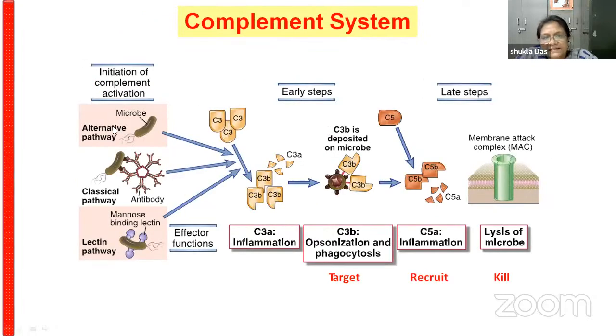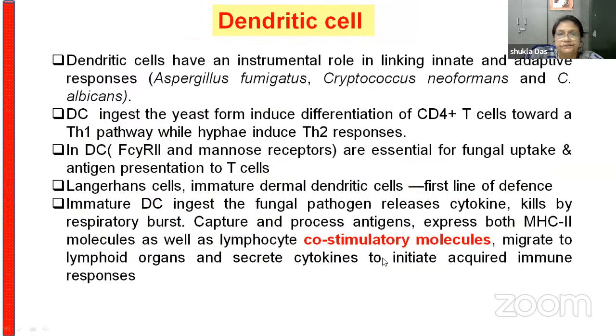So this is what it is saying. Either it's an alternate pathway, classical will have immunoglobulin, or a lectin pathway. It will have inflammation. The complex will finally be the membrane attack complex, which will cause the lysis of the fungi and osmotic killing and opsonization, etc.